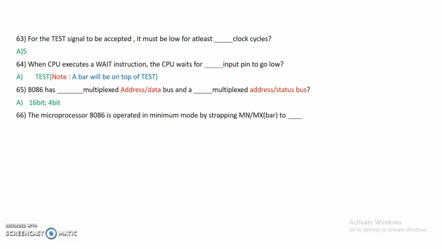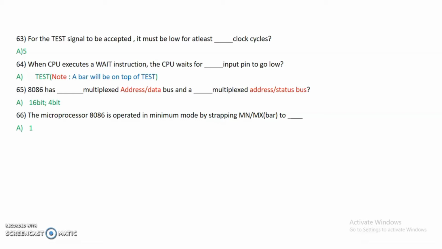Bit number 66. The microprocessor 8086 is operated in minimum mode by strapping the MN/MX bar to dash. So basically there are two operating modes of the microprocessor. One is maximum mode and the other is minimum mode. If you want to make the microprocessor be in the minimum mode, the signal MN/MX bar has to be 1.